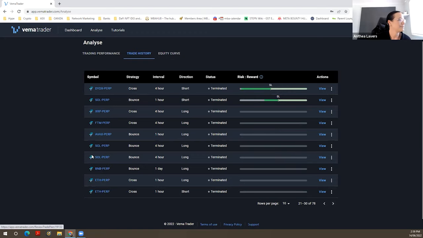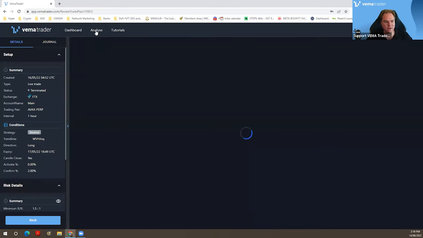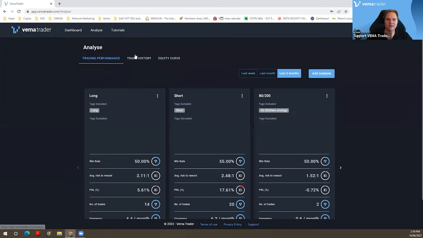While you're finding that, that's where the leverage part really comes in. If you can have higher leverage, you can get your stop loss tighter.